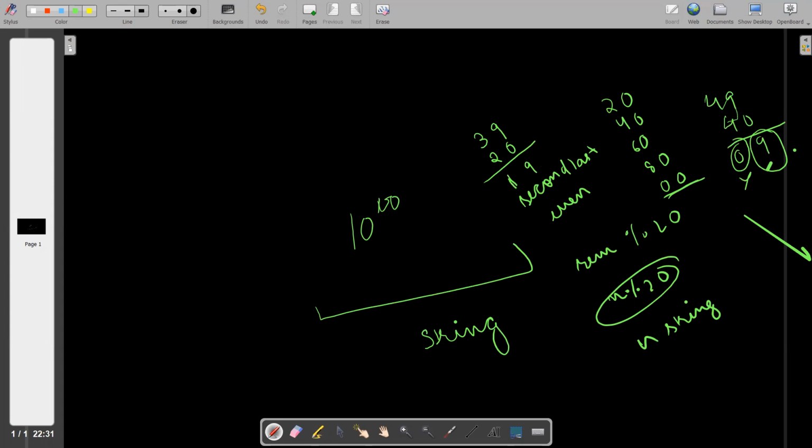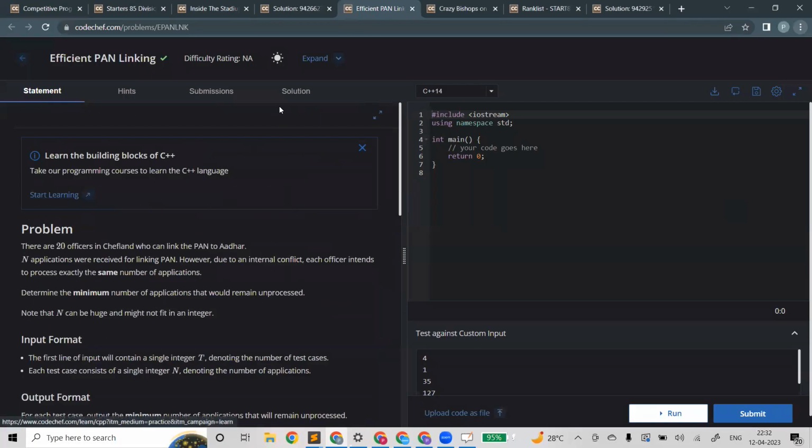So we only have to see whether the second last digit is even. If so, we print the last digit. Else, if it is odd, then we print 1 and the last digit. So let me show you the code.